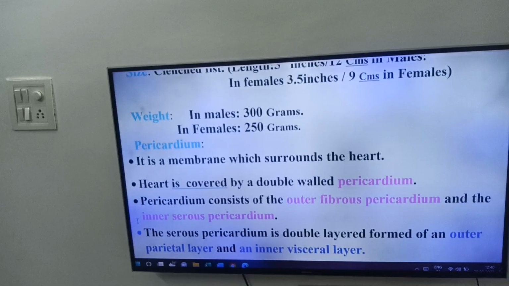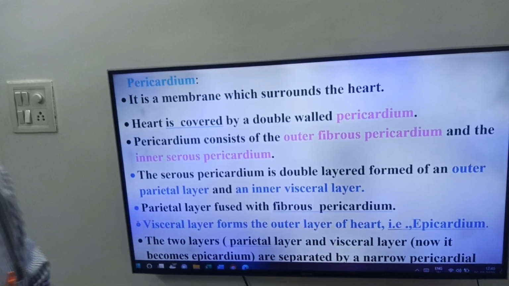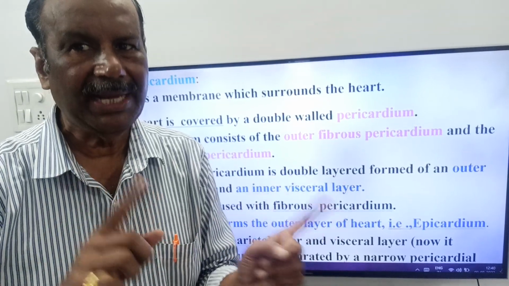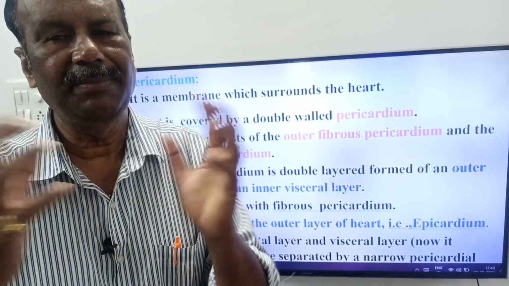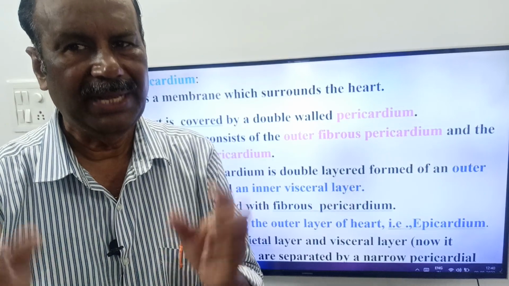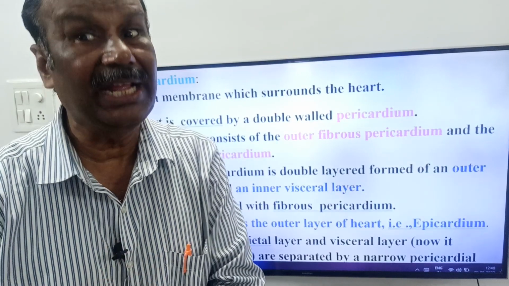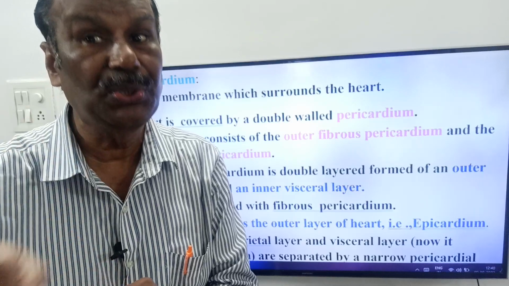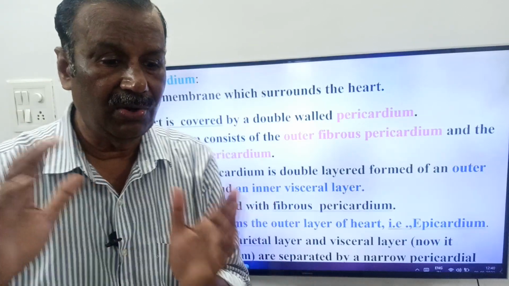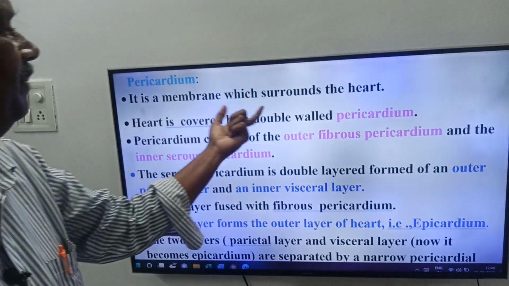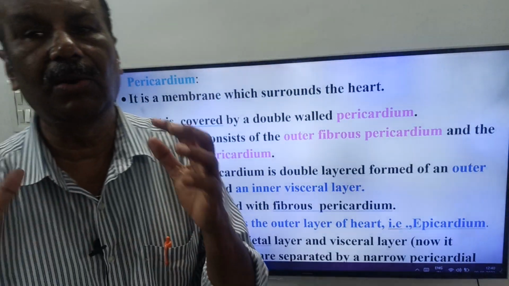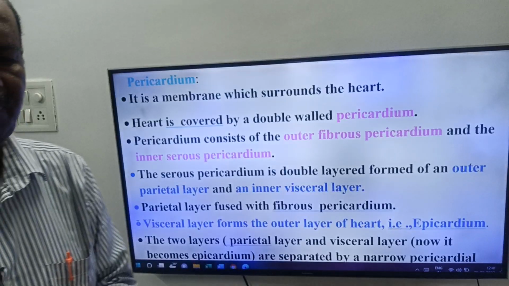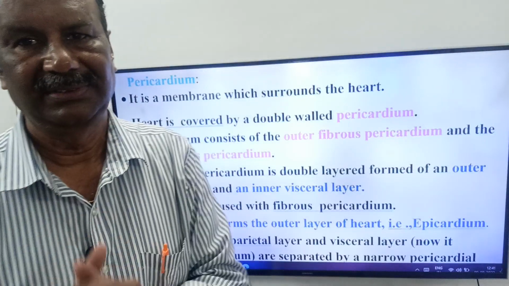Now see friends, pericardium. Peri means around, cardium means heart. Pericardium means the layers present around the heart. These are not the layers of the heart; they are present above the heart, around the heart. What is pericardium? Pericardium is a membrane which surrounds the heart.